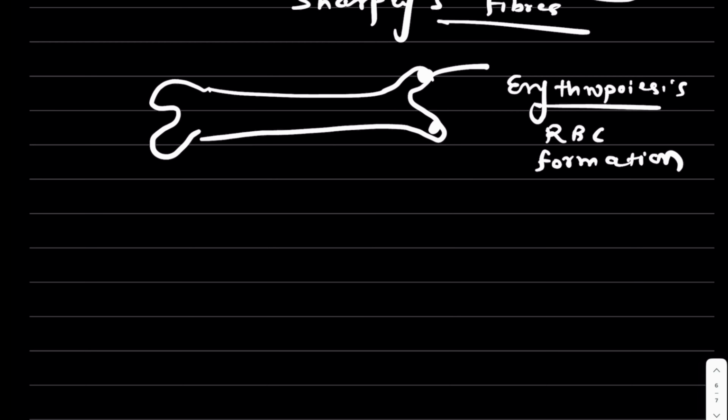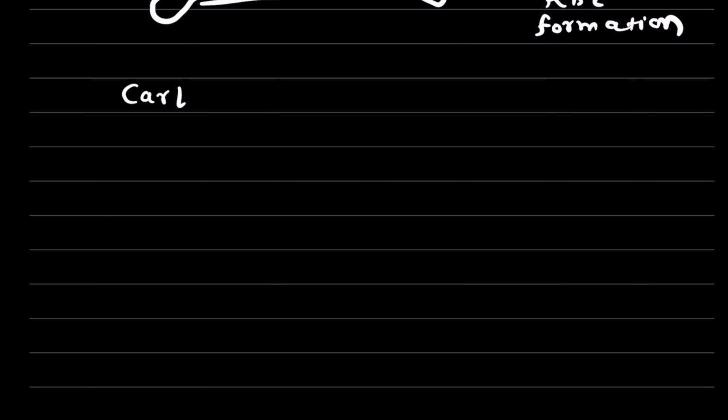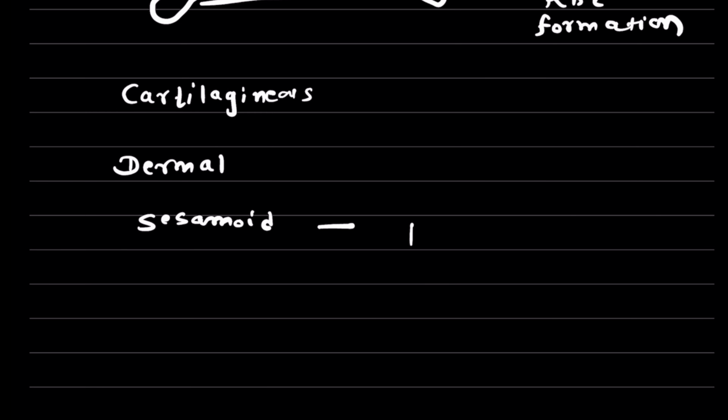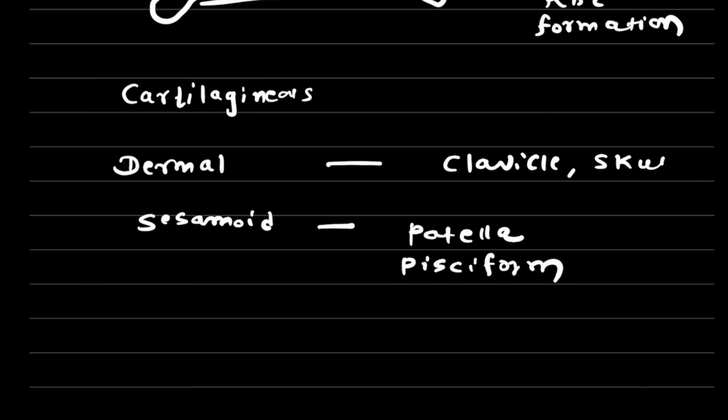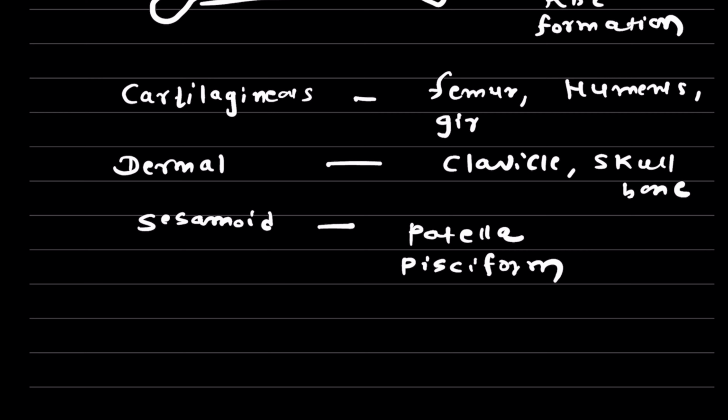There are different types of bones present in our body. First is cartilaginous bone. Second is investing bone and dermal bone. And third one is sesamoid bone. Sesamoid bone is found in patella and pisiform. Dermal bone is found in clavicle region and skull bone. Cartilaginous bone is found in femur, humerus, girdle bones, ribs, vertebra, etc. So this is all about the information of connective tissue.